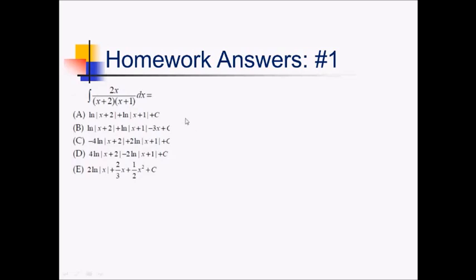For this problem, we're trying to find the antiderivative of this rational function. Since I have unique linear factors here and there's no other way to really deal with this or simplify it, I'm going to try integration by partial fractions. So I'm going to take this fraction and split it up into A over x plus 2 plus B over x plus 1. And now I'm going to go about trying to find an A and B that actually makes this happen.